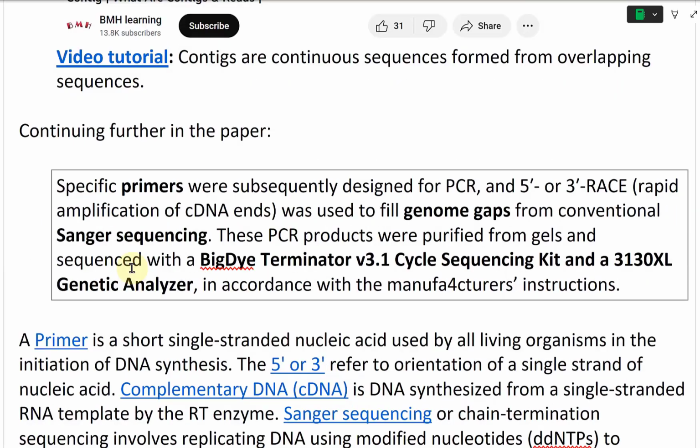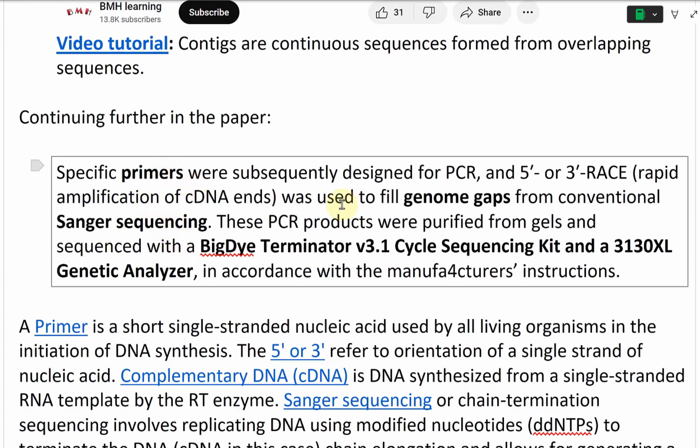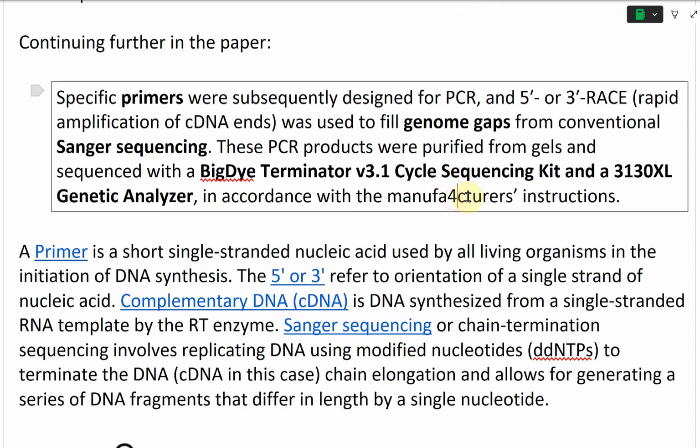All right, so continuing further in the paper, specific primers were subsequently designed for PCR, and 5' or 3' RACE, or rapid amplification of cDNA, or complementary DNA ends, was used to fill genome gaps from conventional Sanger sequencing, and these PCR products were purified from gels and sequenced with a BigDye Terminator v3.1 cycle sequencing kit and a 3130XL genetic analyzer in accordance with the manufacturer's instructions. Interesting. Let's just break this down here.